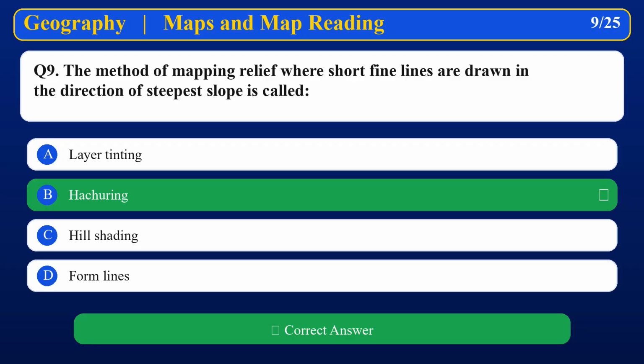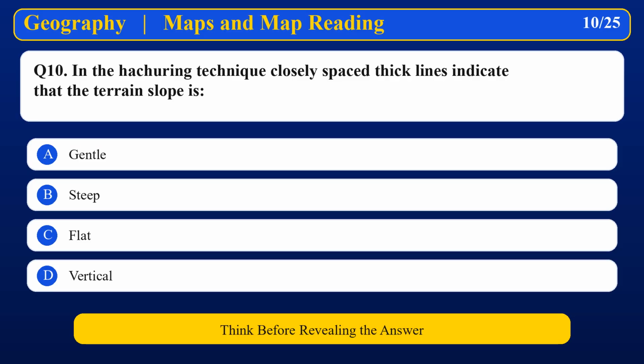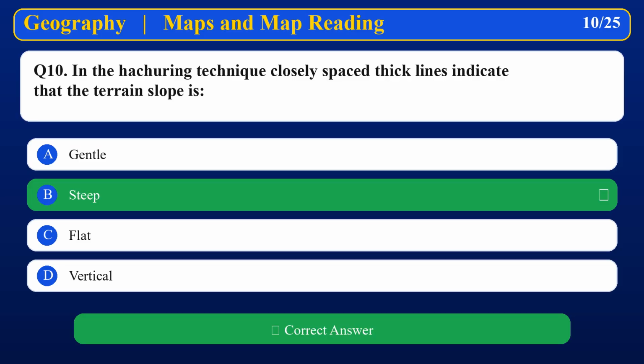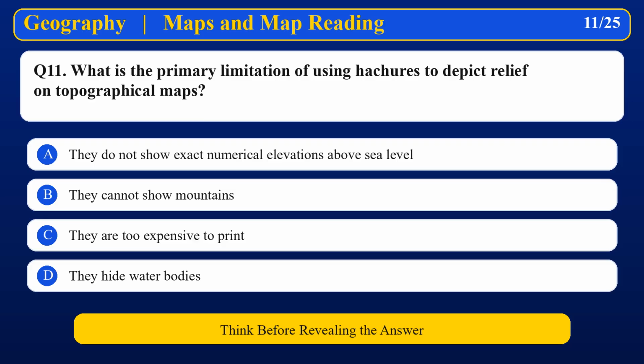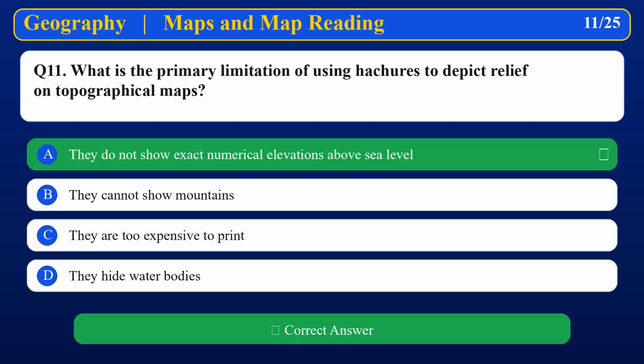In the hachuring technique, closely spaced thick lines indicate that the terrain slope is steep. What is the primary limitation of using hachures to depict relief on topographical maps? They do not show exact numerical elevations above sea level.